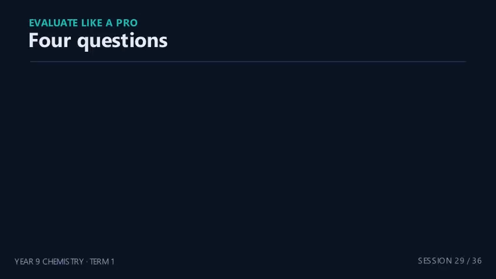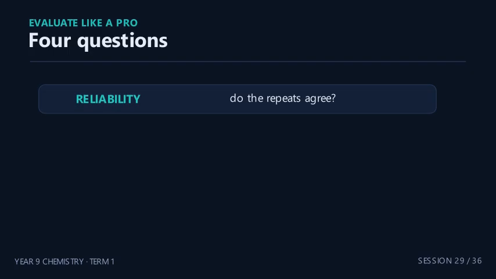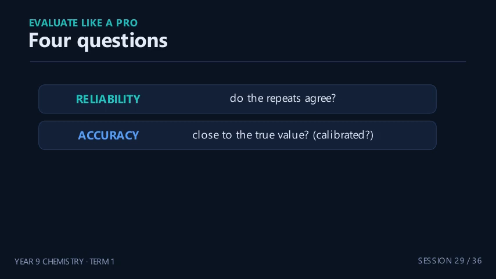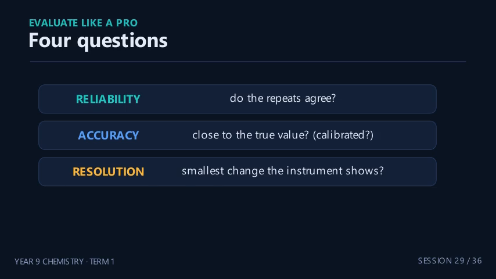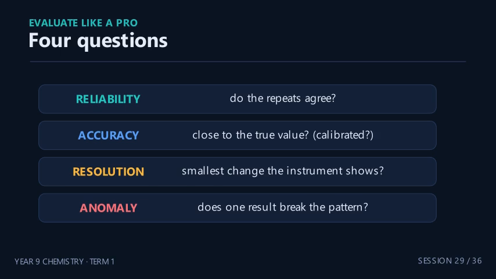Finally, evaluate your evidence with 4 questions. Reliability. Do your repeats agree? Accuracy. Is the reading close to the true value and did you calibrate? Resolution. What's the smallest change your instrument can show? And anomaly. Does one result break the pattern? Answer these 4 honestly, and you've evaluated your experiment like a professional.